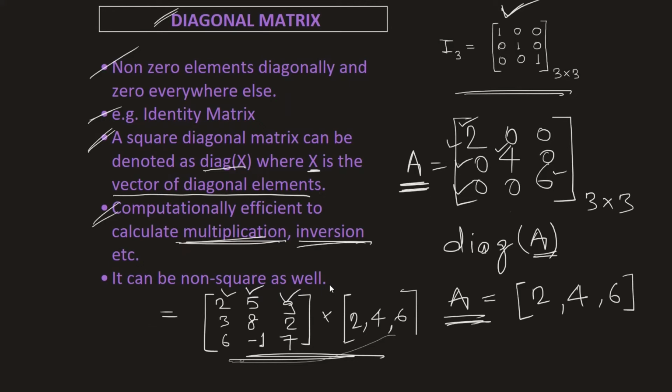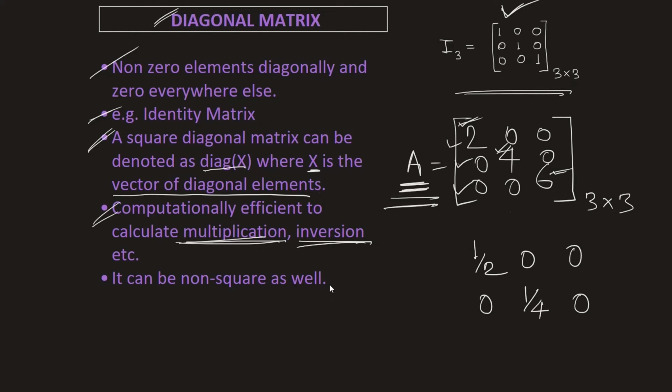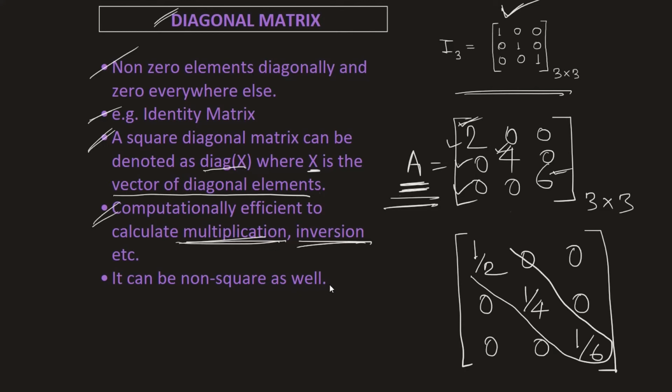So I will simply erase these things because the screen is looking really messy. Okay, so let's say that we need to find the inverse of this matrix A. In that case, all you need to do is, for all the elements diagonally in this diagonal matrix, you will have to invert them. So I will do 1 by 2, then 0, 0, then 0 and 1 by 4, another 0, and then 0, 0, 1 by 6. So you see, it has become very easy to calculate the inverse because all we are doing is taking the inverse of this vector diagonally within this matrix.